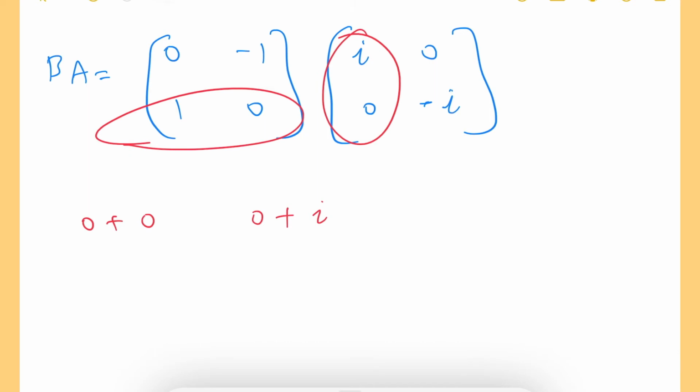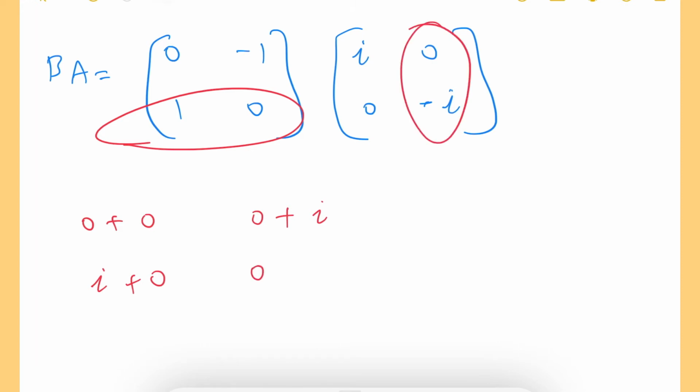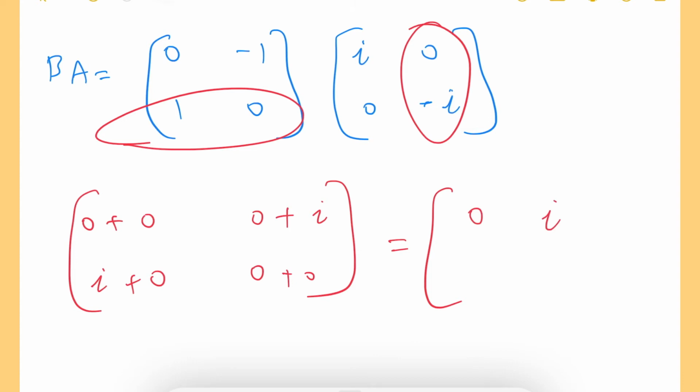Second row, first column: 1 into I plus 0 into 0, 0. Next, second row with the second column: 1 into 0, 0, plus 0 into minus I, 0 again. So now we get the final answer as 0, 0 plus I plus 0, I, and 0 plus 0, 0.